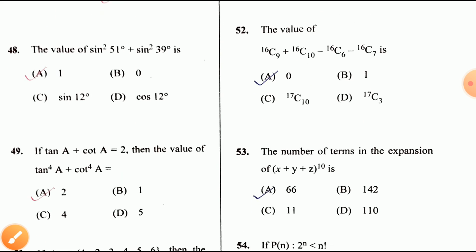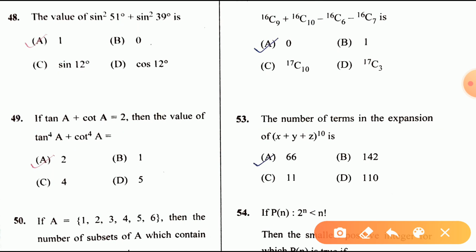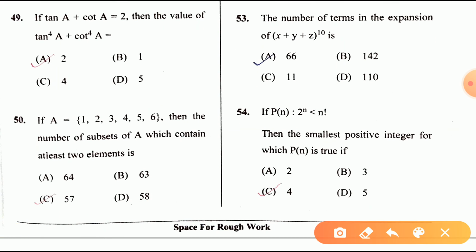Okay. Next question number 48. The value of sine square of 51 degree plus sine square of 39 degree is 1. Option A. 49. If tan A plus cot A is equal to 2, then the value of tan raised to 4 A plus cot raised to 4 A is 2.